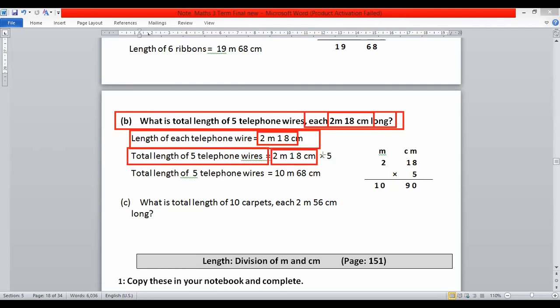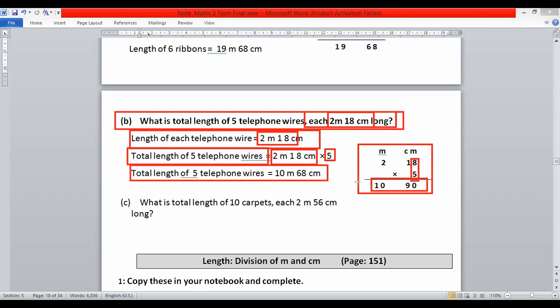2 meter 18 centimeter multiply by 5. Same method you will adopt. Write this length in vertical form and multiply. 5 8s are 40, carry 4. 5 1s are 5 plus 4, 9. 5 2s are 10. So the answer will be: total length of 5 telephone wires equals 10 meter 90 centimeter. Here 68 centimeters is written.